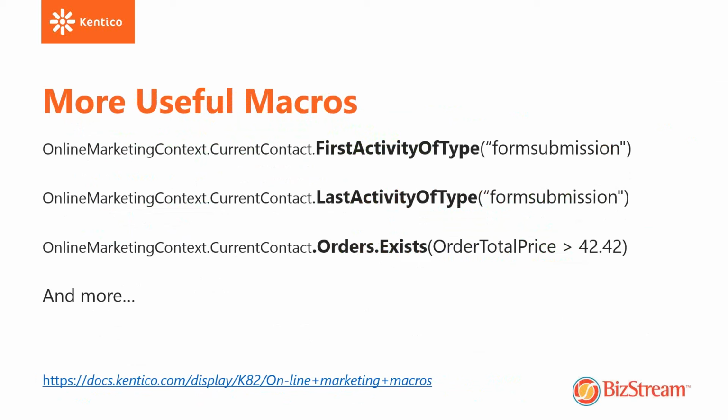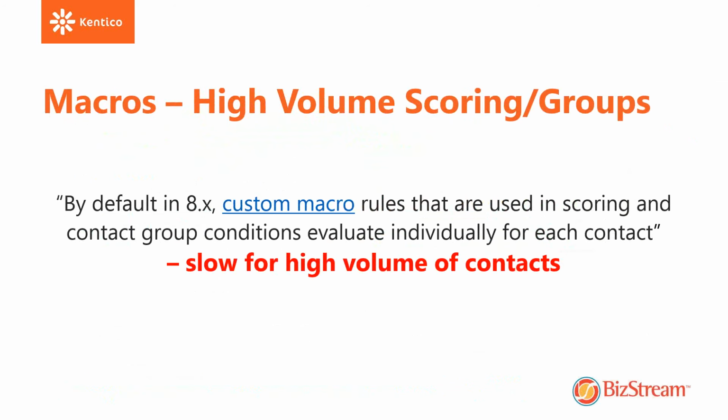If that's not orders and it's instead accounts or related contacts or something like that, there's a lot of overhead to spinning through each one of those things to figure out what the order total price is. But there are simple uses and advanced uses, and that's a good segue into the next point I want to make, which is about high volume.